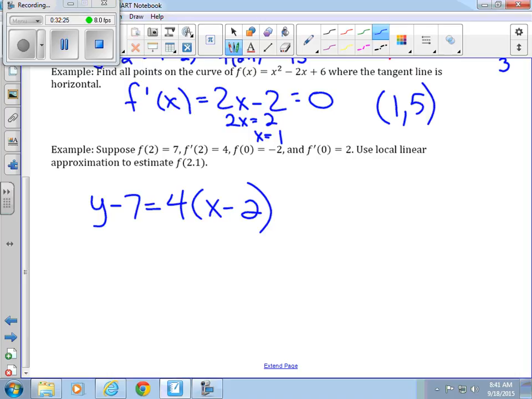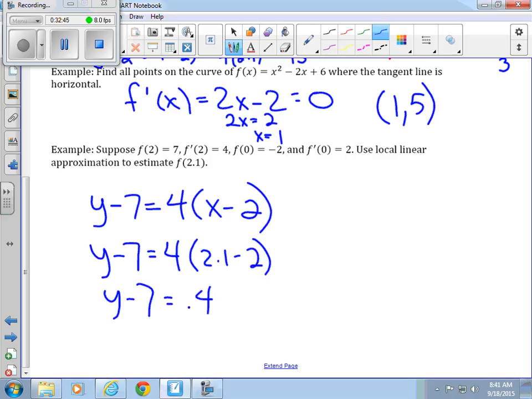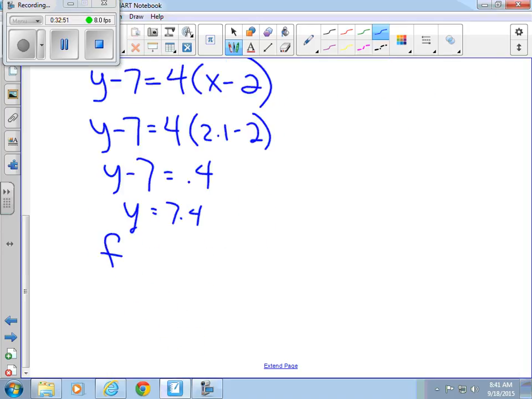So to approximate the y value at 2.1, 0.1 times 4 is 0.4. Okay, I got that. I am going to make one more statement, and I want you to always do this also. I'm going to say f of 2.1 is approximately 7.4. Make sure you don't say it equals 7.4 because remember it is an approximation. Questions about that?